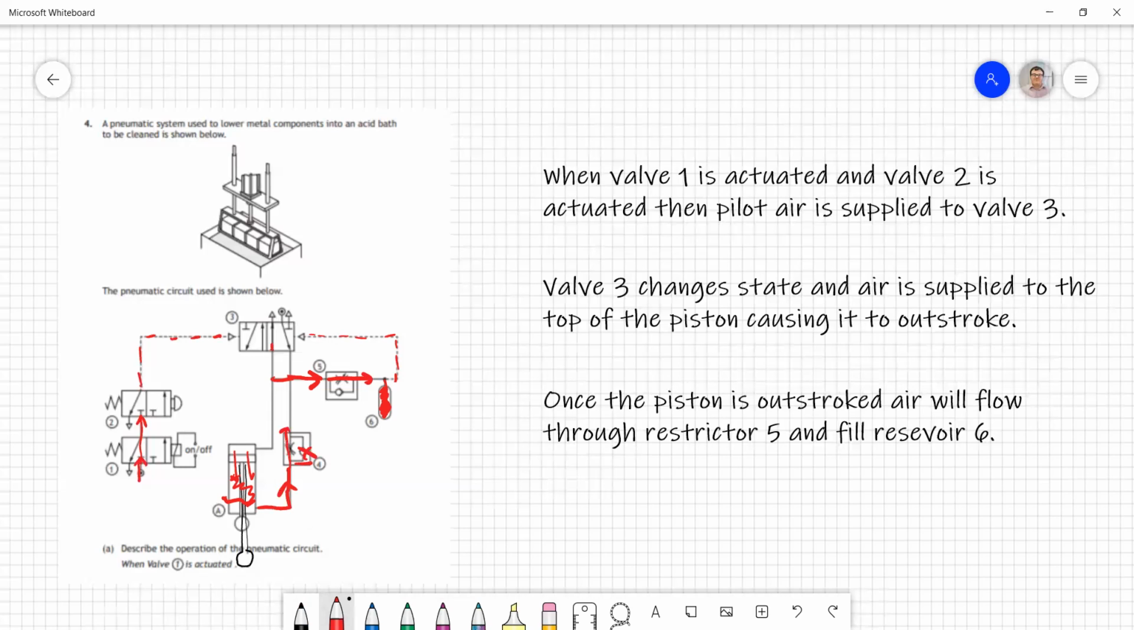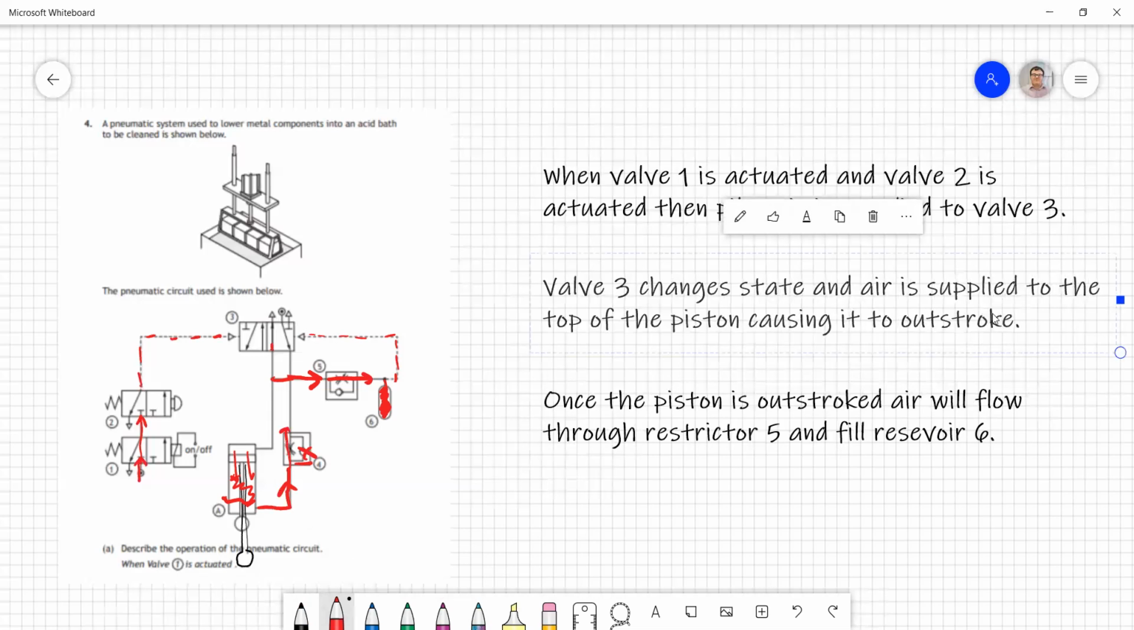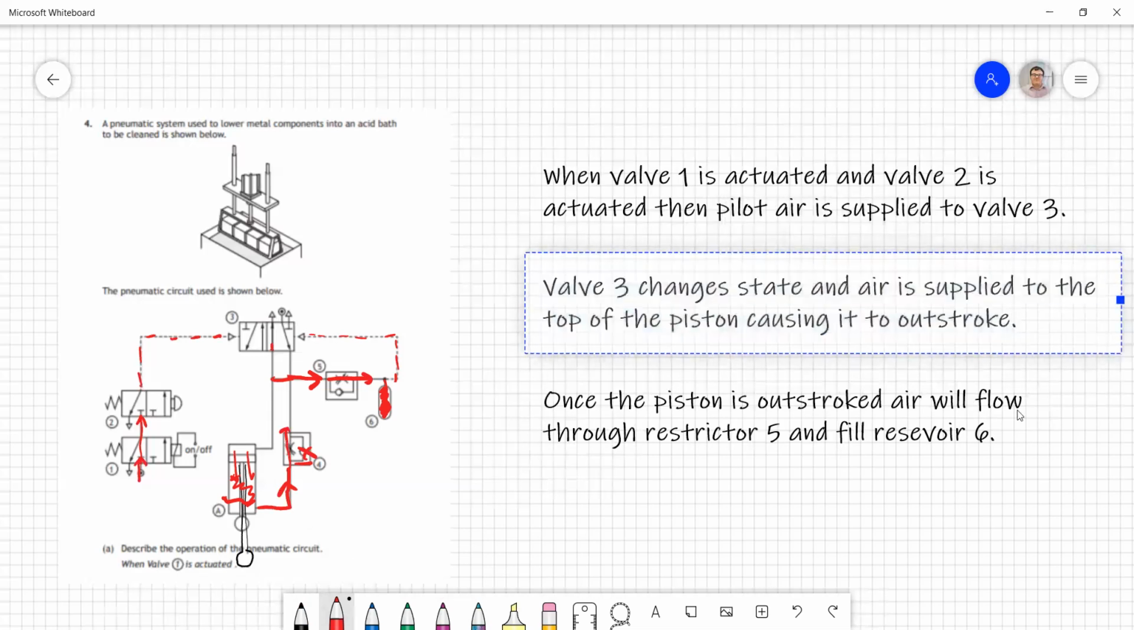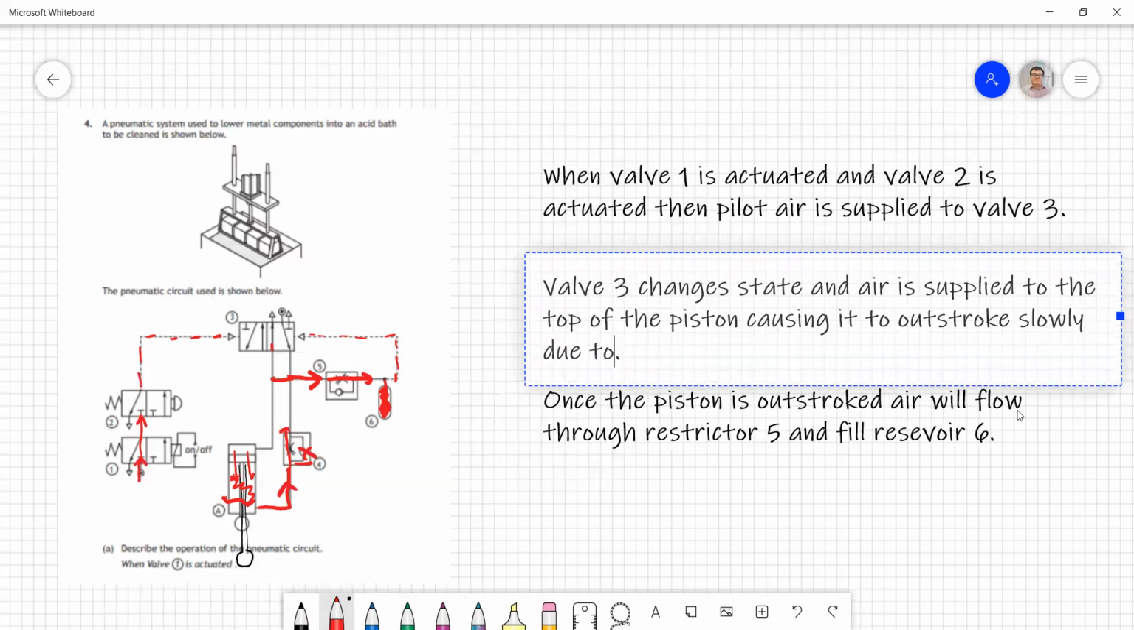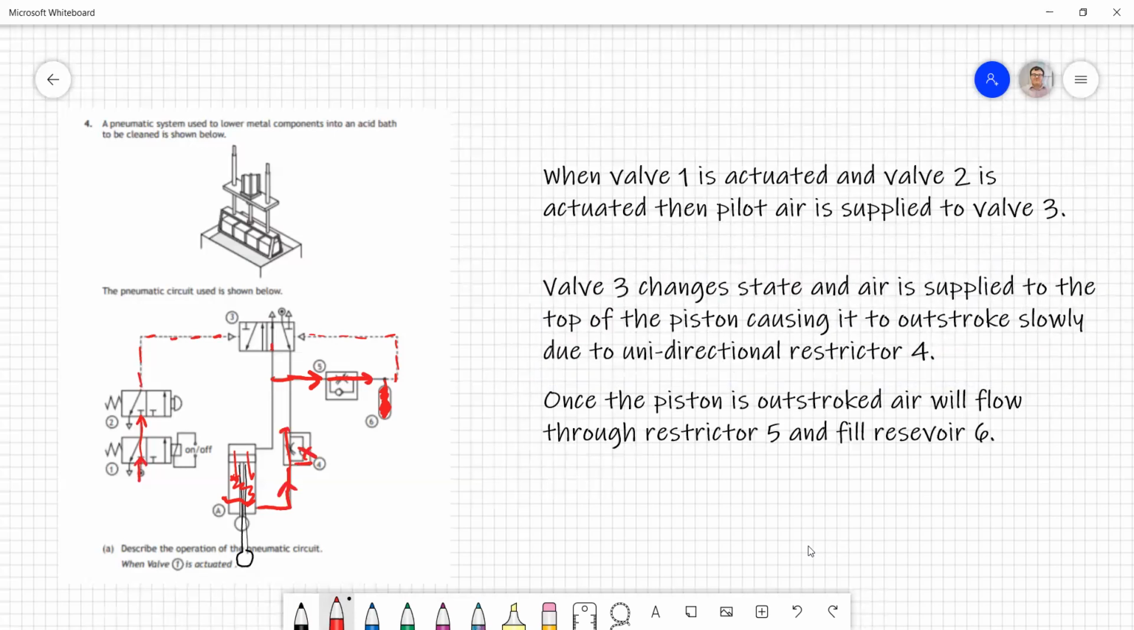So something to watch out for, and definitely worth a mark in a question like this, is to say that it outstrokes slowly. So just one word I missed out there, but it's something that's definitely worth including for full marks in a question. Outstroke slowly. And we can elaborate, we could say due to unidirectional restrictor 4, but actually just mentioning it slowly means you've recognized what that component's doing and you've correctly identified it. So apologies for jumping back slightly there.